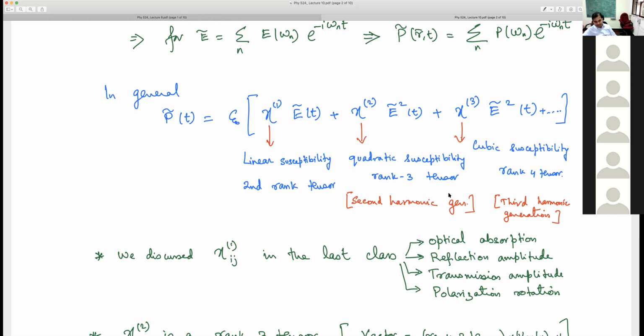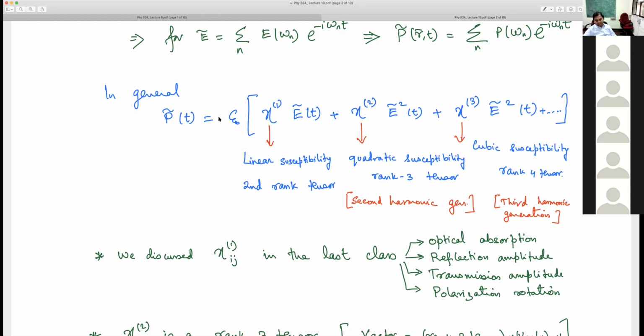Okay, and if I go along similar lines, then E cube can have I, J, K coefficients, and P can have an L, let's say, where L and I, J, K are all X, Y, Z, etc. component. So chi3 will become a rank 4 tensor. Okay. So this is important to understand. All higher order susceptibilities grow in rank as they go.